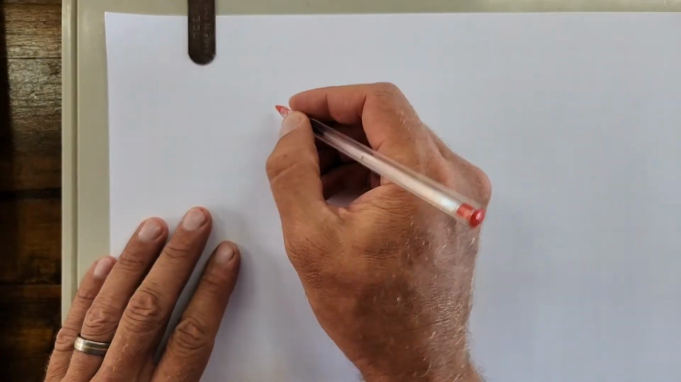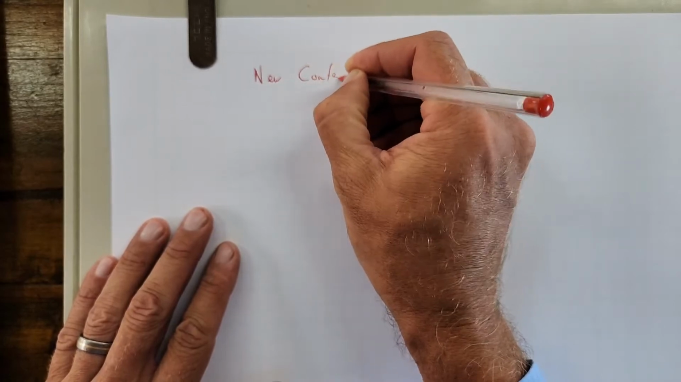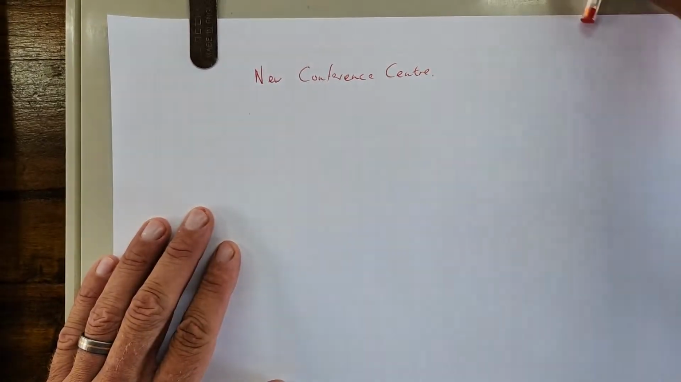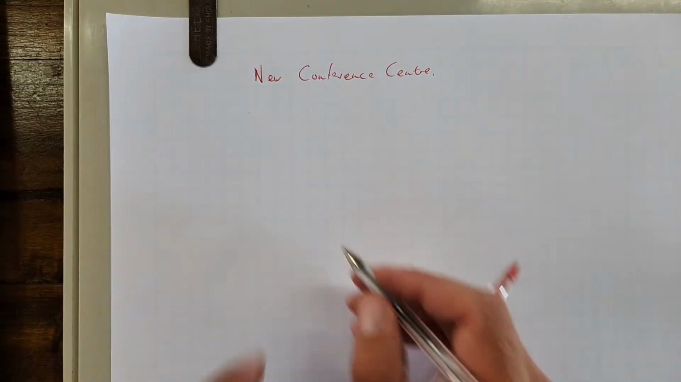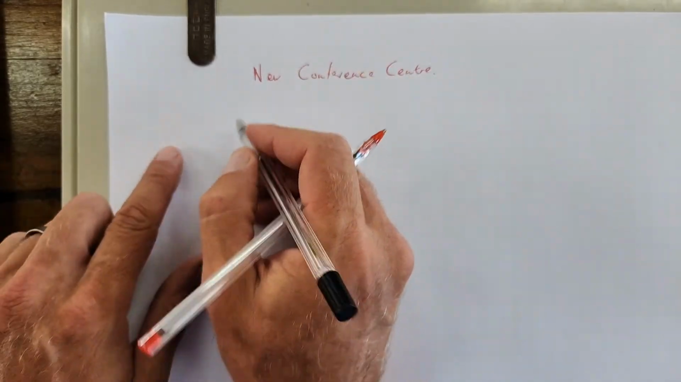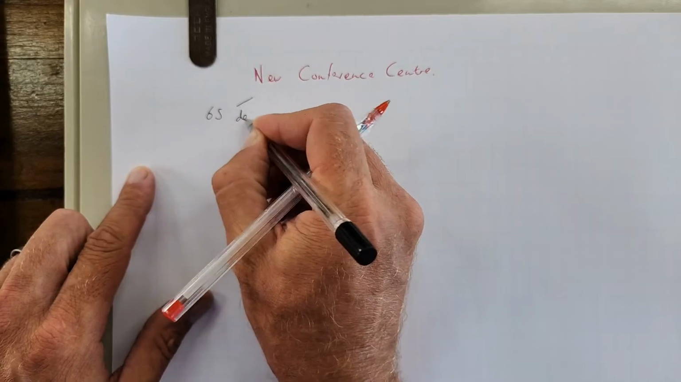So on a rough piece of paper, you're going to do the following. We know it's a new conference center, so you can write that on top here. New conference center. This is just for us to help our brains. This building, we know, is a single story, of course, and it has a capacity for 65 delegates.